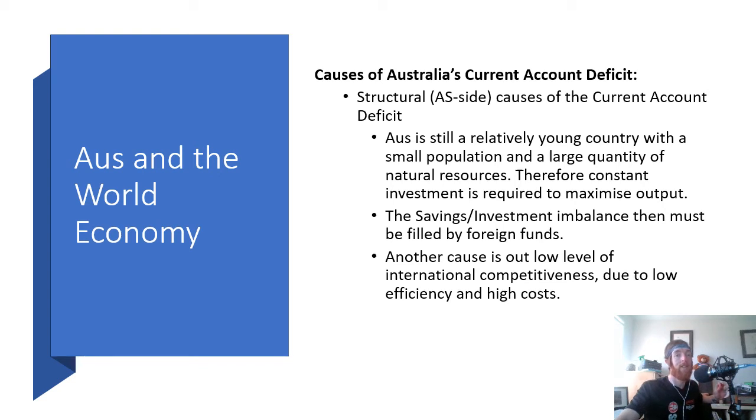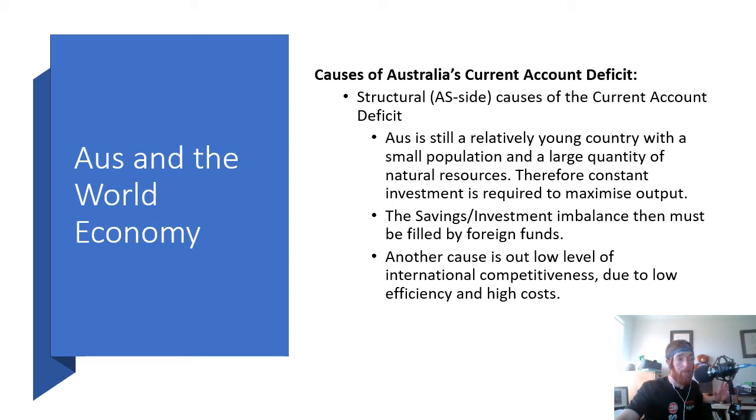So there's structural or aggregate supply side causes of a current account deficit. So some of the reasons why we're normally in a current account deficit are that Australia is a relatively young country with a small population and a large quantity of natural resources, and therefore investment is required to maximize output.